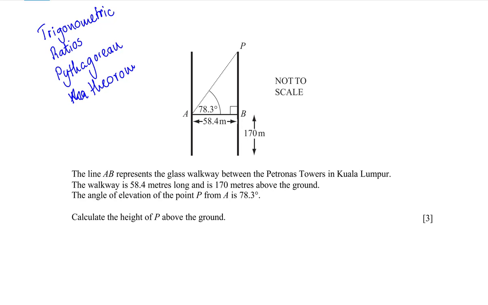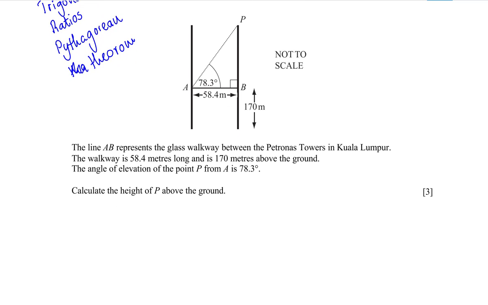Okay, so over here let's read the question. The line AB represents the glass walkway between the Petronas Towers in Kuala Lumpur. The walkway is 58.4 meters long and is 170 meters above the ground. The angle of elevation of the point P from A is 78.3 degrees. Calculate the height above the ground. Okay, so this is basically a model of Petronas Towers in Kuala Lumpur, and they want us to find the distance from here to here.